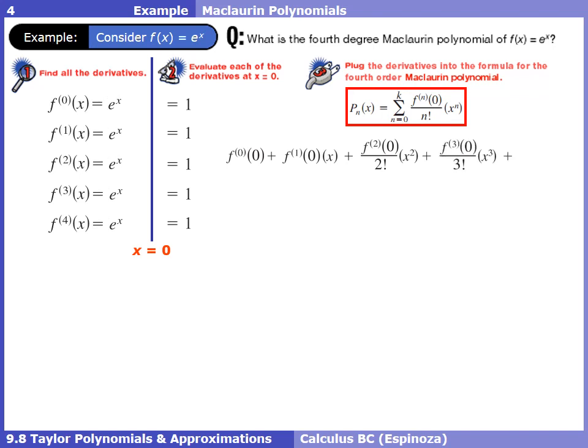For our third degree term, it'll be the third derivative at 0 over 3 factorial times x cubed. Again, that was really x minus c cubed, but c is 0. And then for our last term, it'll be the fourth derivative at 0 over 4 factorial times x to the fourth. And again, the reason we know that there are these zeros here, here, and here is because from our Maclaurin polynomial, we know c is 0, or this polynomial is centered at 0.